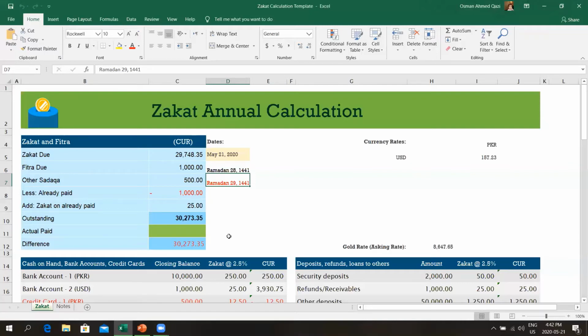Okay, so the 50,000 or the nisab makes me eligible for zakat, but the actual amount I'm going to pay is going to be on everything.